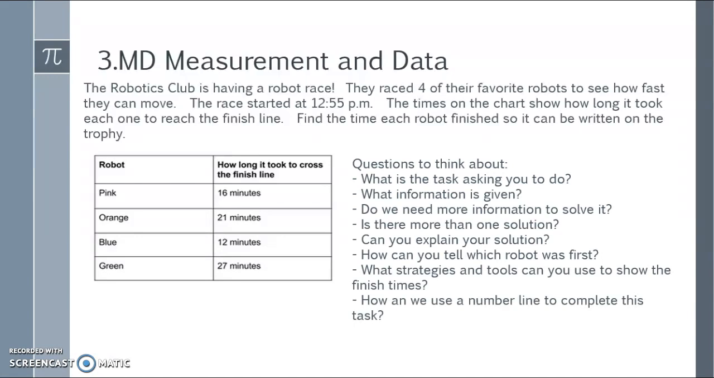Here are some questions to think about, something you might ask your students or may be thinking about yourself. What is the task asking us to do? What information do we have? Do we need more information? Is there more than one solution? Can you explain your solution? How can you tell which robot was first? What strategies and tools can you use to show the finish times? How can we use a number line to complete this task?